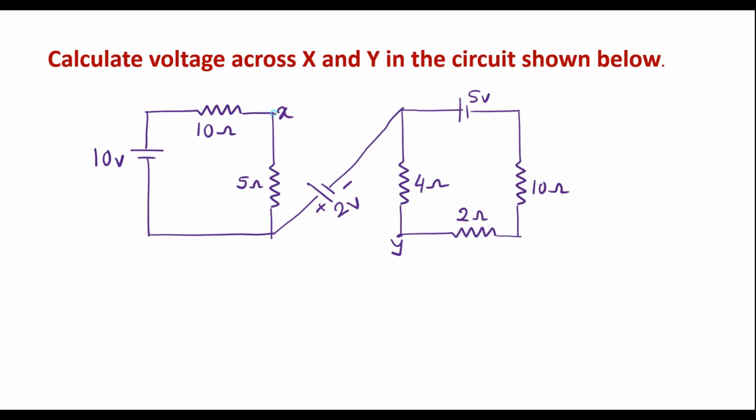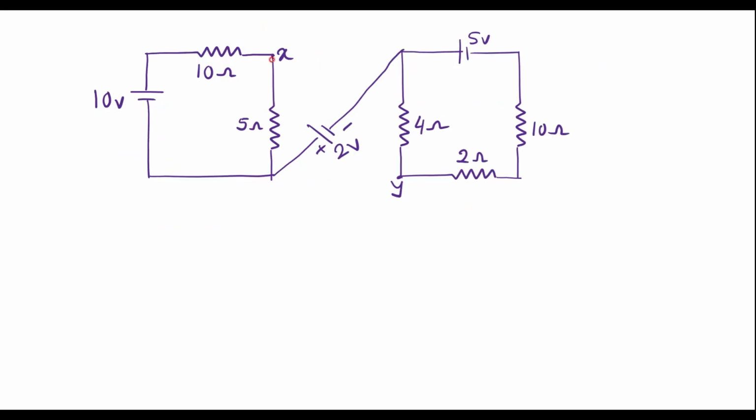This is the X terminal and this is the Y terminal. We are supposed to find the voltage between X and Y, that is Vxy. So here I will consider this is the terminal X and this is the terminal Y. We are supposed to calculate Vxy. To find the voltage between X and Y, first let me calculate the current in this loop.